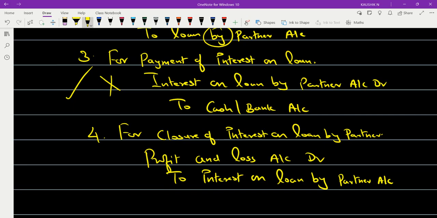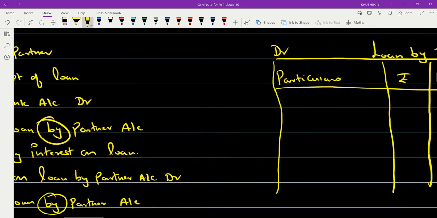The next one, if you see for the closure, where do you close? You're closing in the P&L account. And which account is getting closed in the P&L account? Is it the loan by partner account or the interest on loan by partner account? So even this closure is not going to affect our loan by partner account. So thereby the entries are very clear to us.